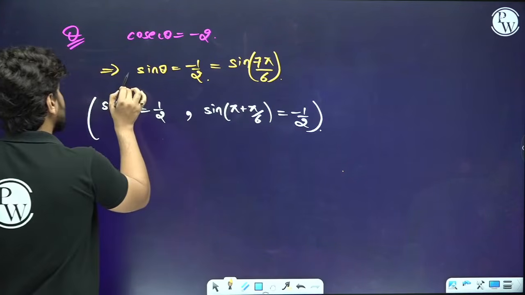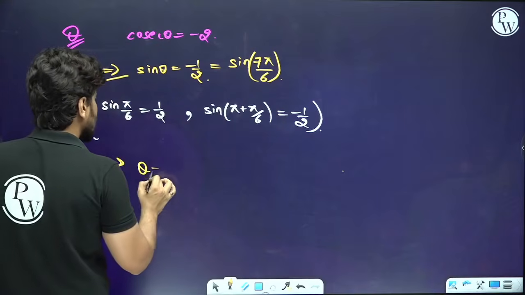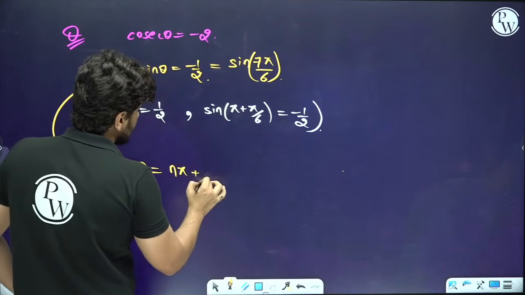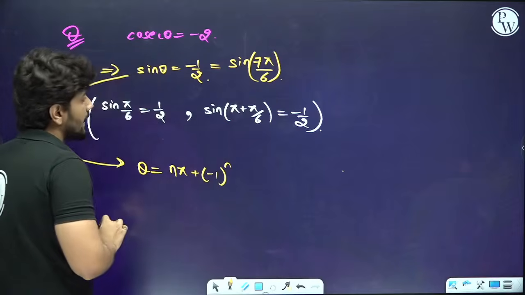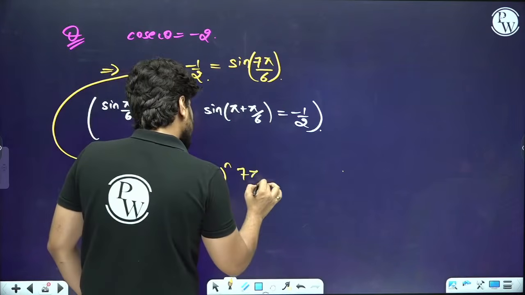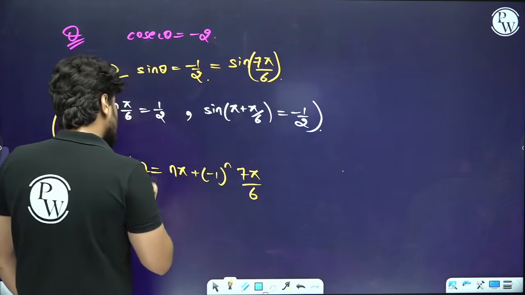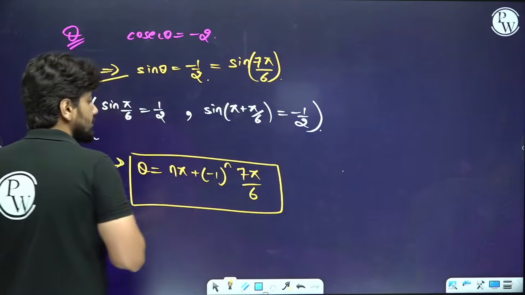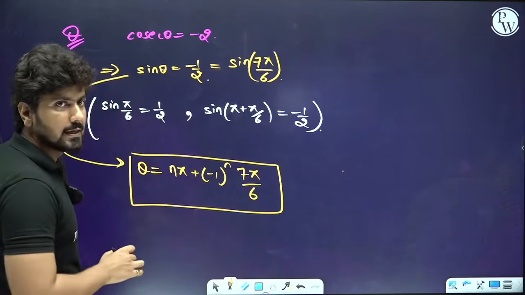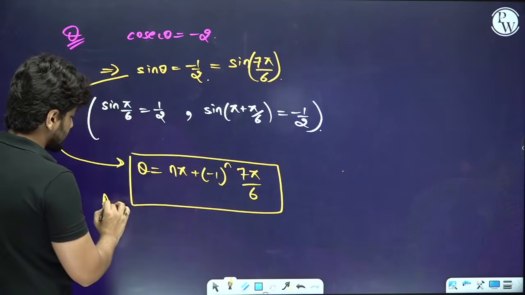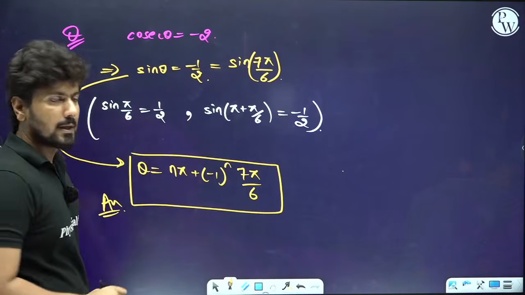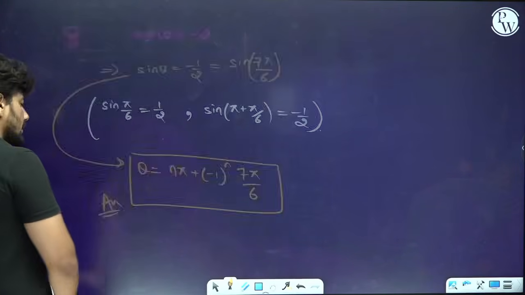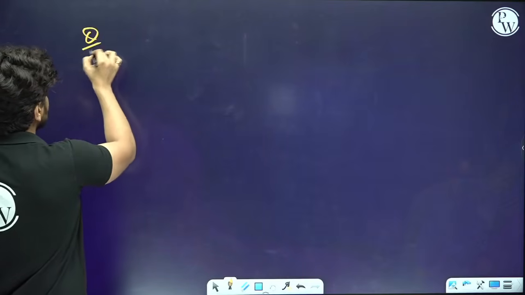So now we can generalize this thing. We can say that theta is equal to n pi plus minus 1 raised to the power n times 7 pi by 6. This is our answer for this question. Okay. So if we know these three formulas, we can solve any equation like this. We can easily solve any of the equations.